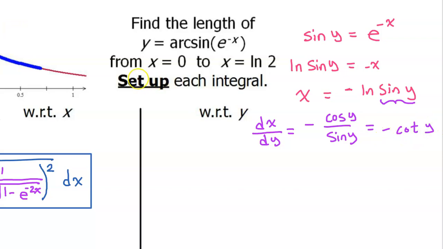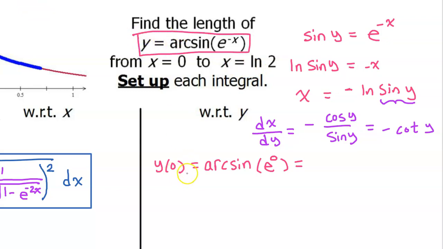If we want to write the arc length with respect to y, we need to change both of these x values to y values. The y values will be given by this expression, so y at 0 will equal arcsine e to the 0. E to the 0 is 1. To evaluate arcsine, we ask ourselves the sine of what angle is equal to 1, and the answer is pi over 2.